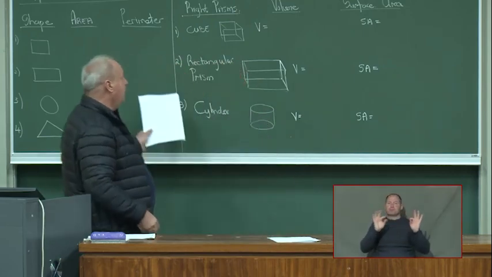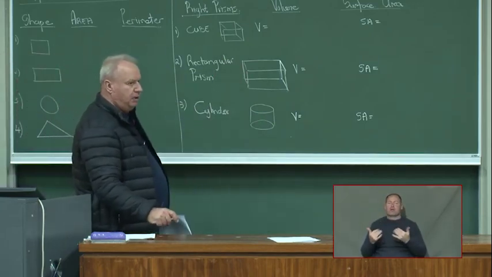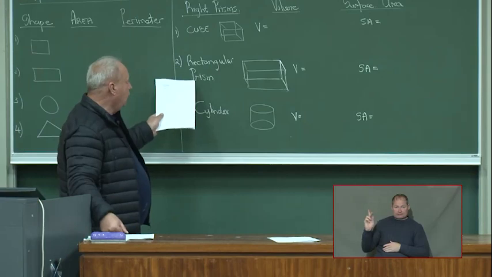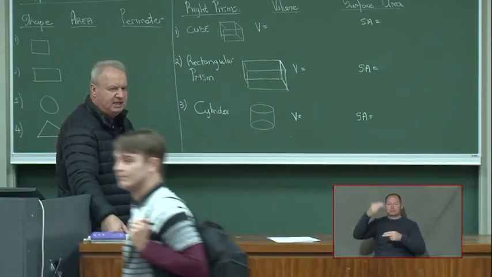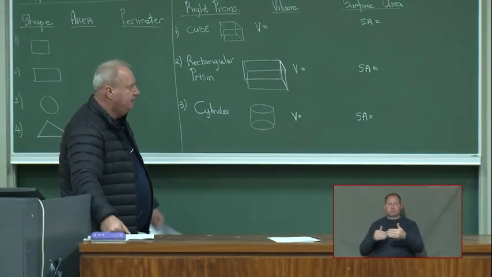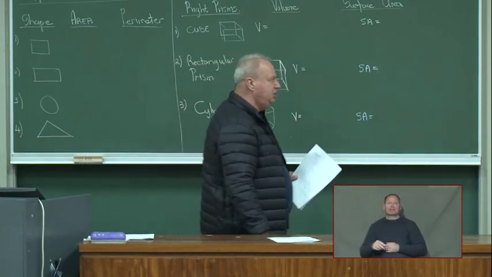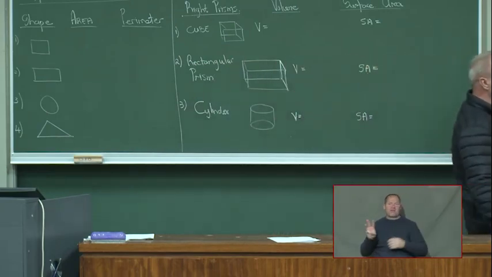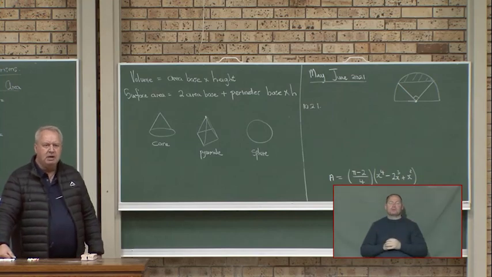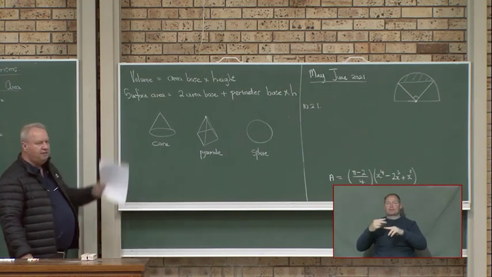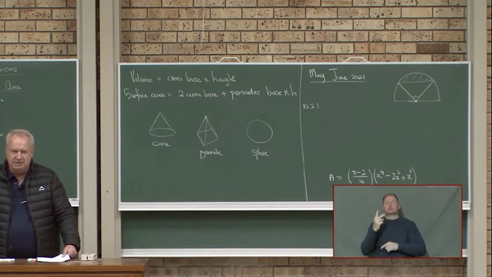Right, people, I'm going to start off with the basics. The volume of a cube is side cubed. The volume of a rectangular prism is length times breadth times height. The volume of a cylinder is pi r squared times height. So instead of you learning all these, I'm going to teach you that the generic formula for the volume is the area of the base of the right prism multiplied by the height. The surface area is twice the area of the base plus the perimeter of the base times the height.